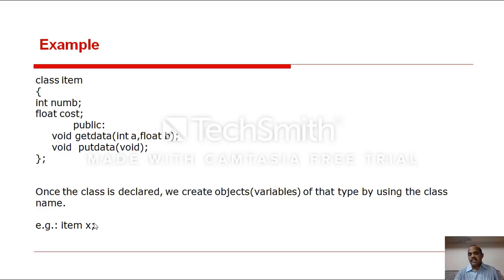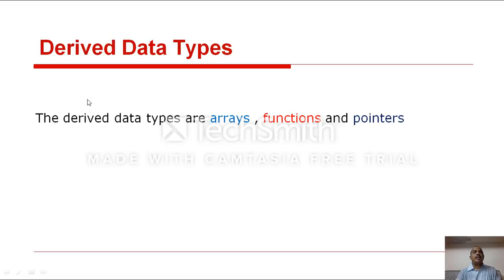Using the C++ editor. Listen, all of you. Class item, integer number, float cost, your public void getdata, and so on. These are the members of this class, and these are the member functions of this class. That's why a class is nothing but a collection of members and member functions. Then your item X is a variable of this item class, or X is an object of the item class, or an instance of the item class.